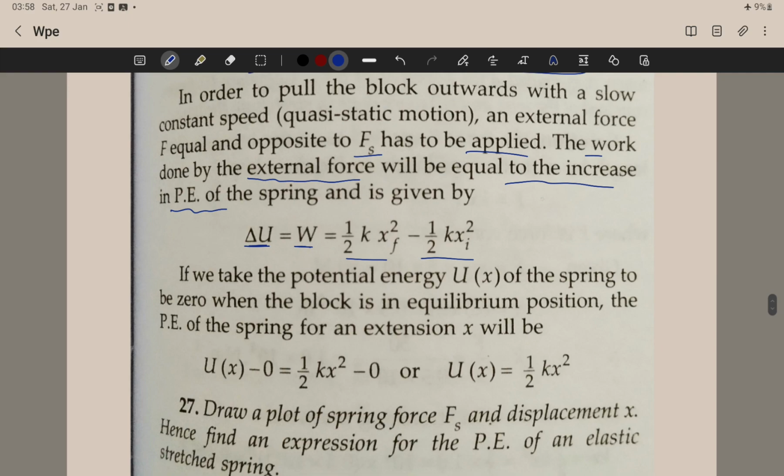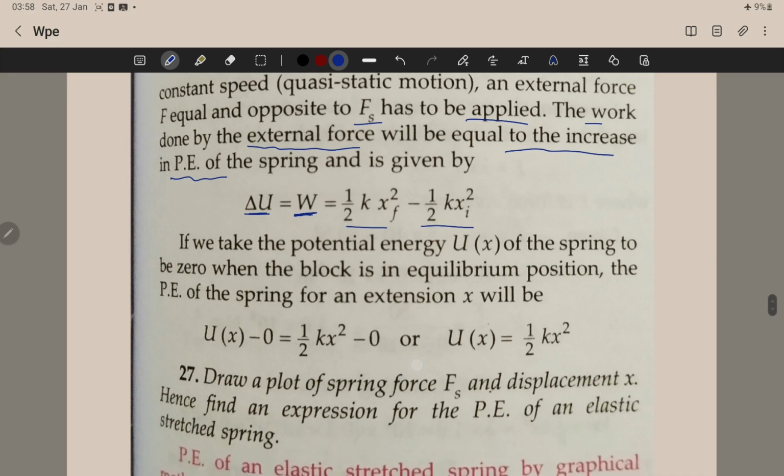If we are stretching the spring from an initial position, let's say xi, to x final, and we want to find the work done by an applied force, this work done will be equal to the increase in potential energy. How much the potential energy increases is equal to the work done. So this becomes the work done.